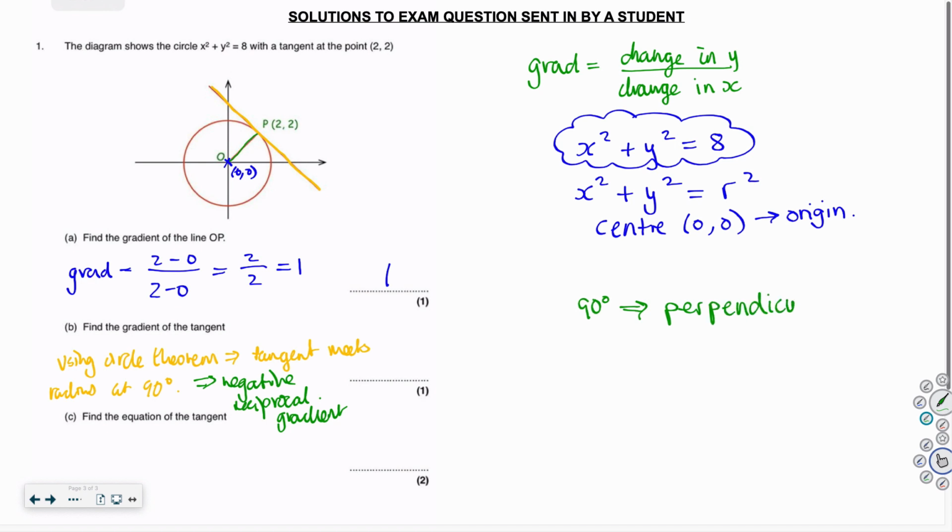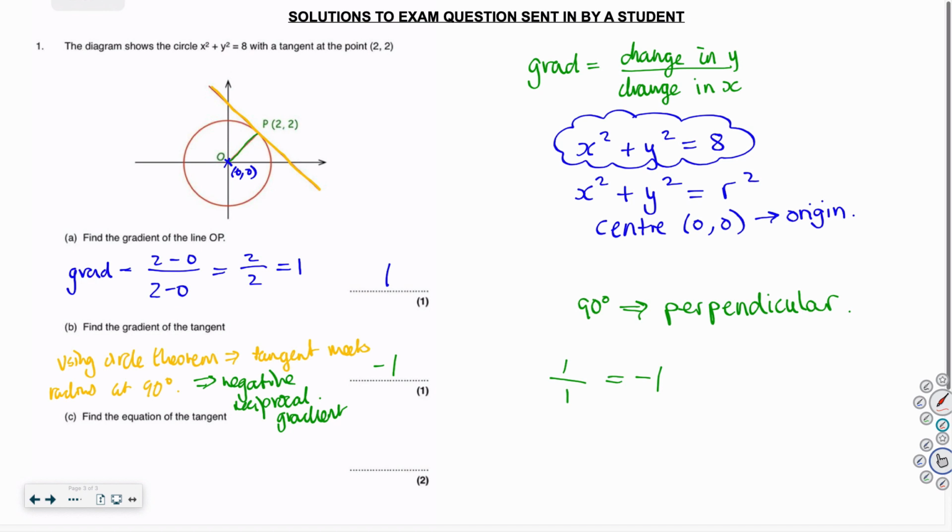So the radius and the tangent are perpendicular, they meet at 90 degrees, so they're going to have the negative reciprocal gradient of each other. The negative reciprocal of 1, well that's 1 over 1, isn't it? Then we can flip that to still get 1 over 1 and put a minus sign. So the negative reciprocal of 1 is negative 1, and that means the gradient of the tangent is negative 1.